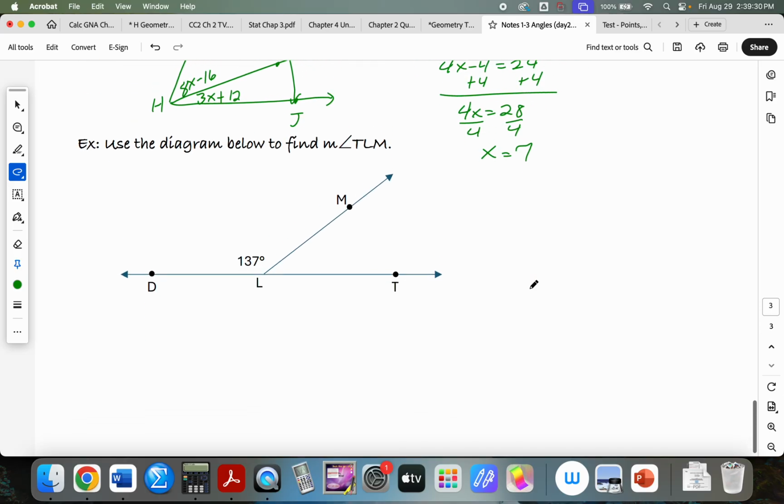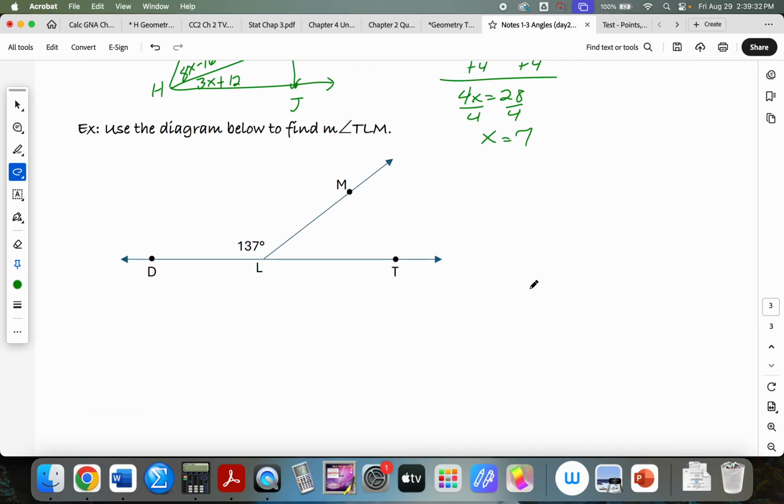All right, one last problem. In this diagram, we're trying to find the measure of angle TLM. So T is on one side, M is on the other side. That's this angle right here. But all they give me is the measure of angle DLM.